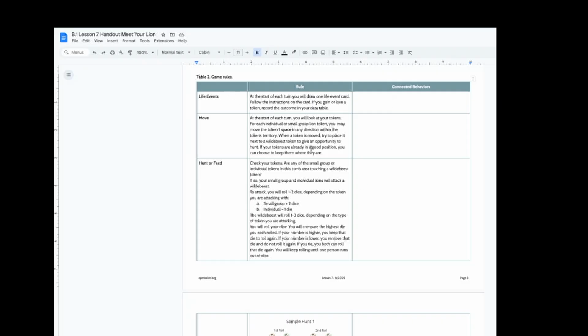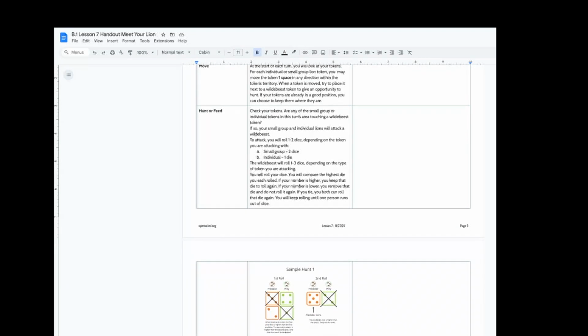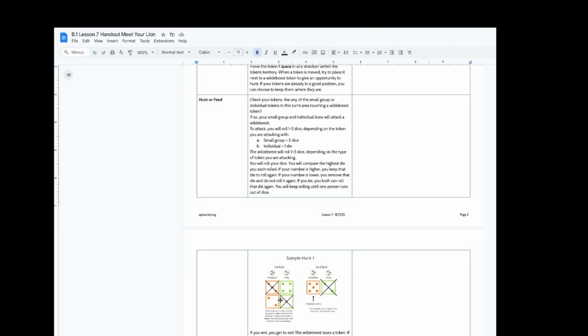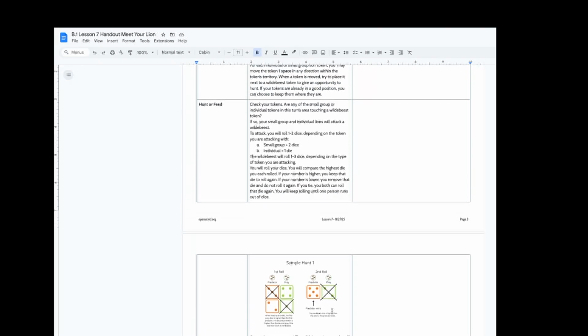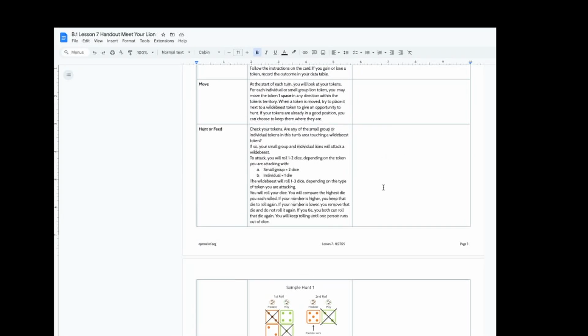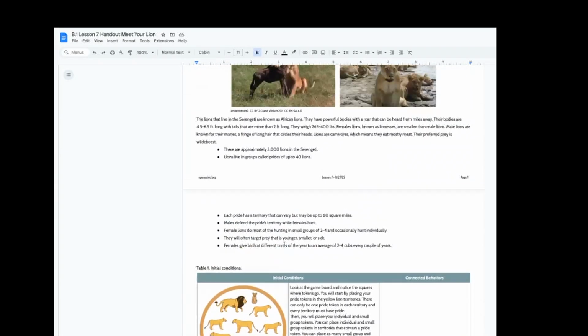This is how they're going to move. And so they're going to move one space in any direction, and they're going to move it to a place next to a wildebeest because they're going to hunt wildebeest. And if your tokens are in a good position, they can hunt from where they are. There's also a rule that they can move one space before they hunt, before the entire hunting event. When they hunt, they're going to roll dice, and they're going to line them up. And I'm going to go over these rules a little bit more in a minute, but again, they're going to make this connection to the behaviors, and the behaviors are up here.